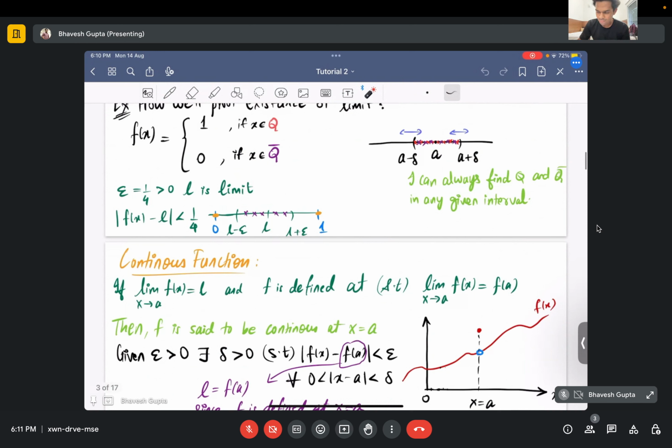I hope you understand this definition, why this function is discontinuous at every point except x equal to 0. So this might be one of your MCQ questions in your exam. I'm just telling you why this question is important.